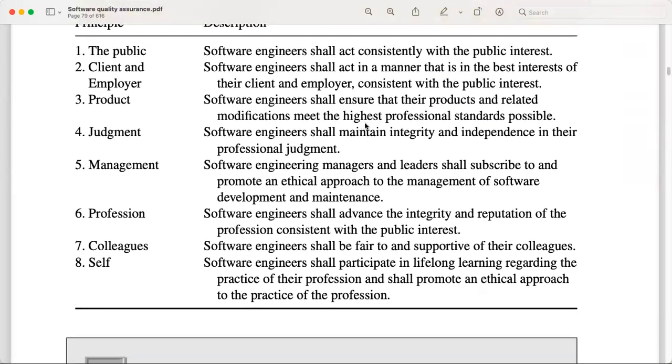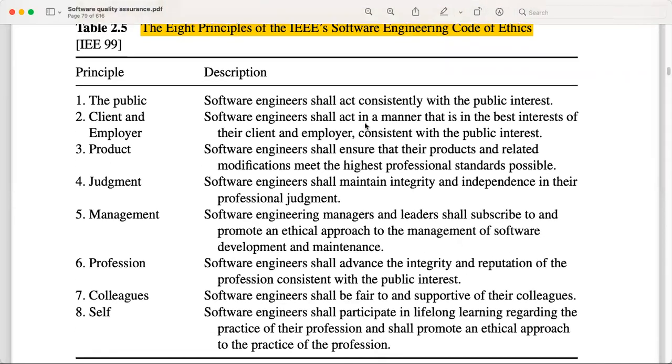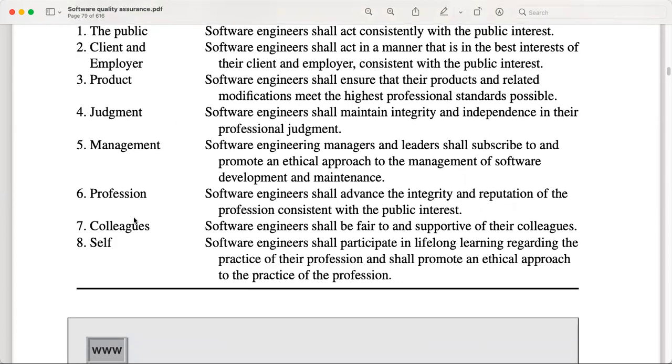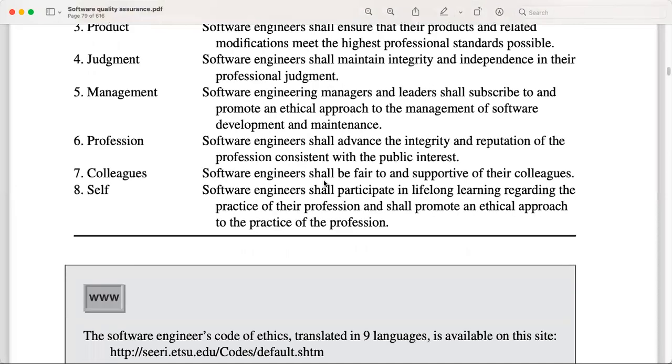So these are the 8 principles of the software engineering code of ethics: the public, the client and employer, the product, judgment, management, profession, colleagues, and self. You can see the description of each of them and how they are described.